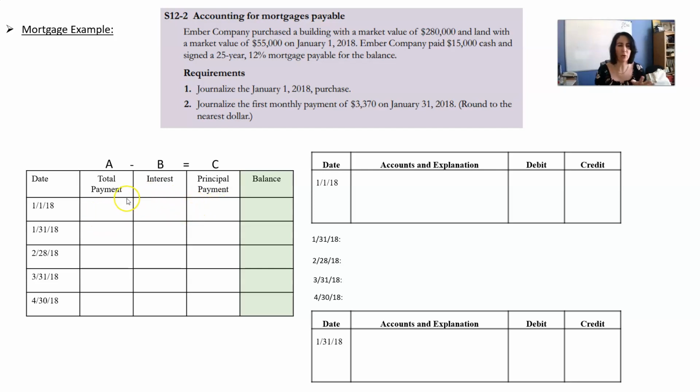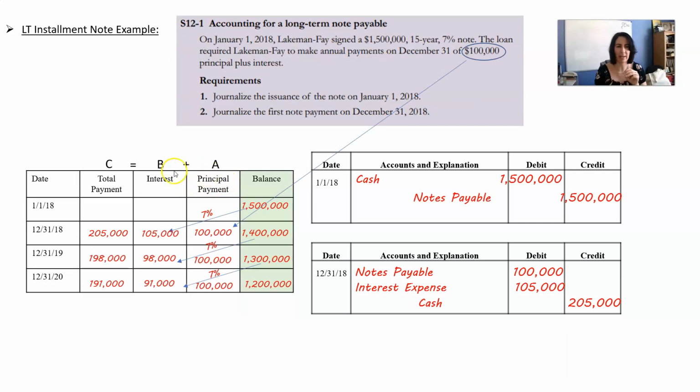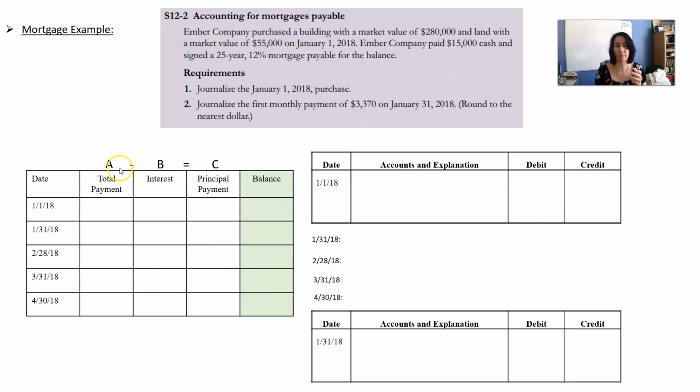Okay, so you can be told any of these pieces here. As long as we have two of the three, we can do the other part of this A, B, and C. And like I said, the A, B, and C here, we knew these two pieces, and we were able to back into the third. Well, now we're going to know the total payment and calculate the interest. The principal is going to be what we back into on this one.